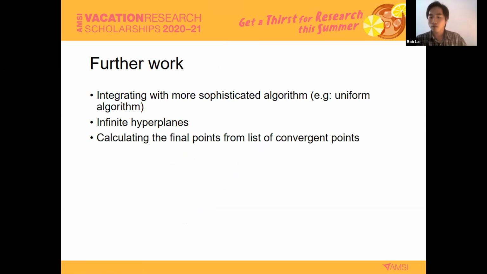So there is a lot more future work that we need to do. For example, we can make a more specific algorithm, because the whole project is a piecewise approximation. We try to find a different range, and we can use a different method to approximate it, because sometimes a more sophisticated algorithm can be very time consuming, while this method is time saving, which is nice. Then we want to see whether we can work with infinite hyperplanes. And the last one is the issue I mentioned: how to create the final point from the list of convergent points.